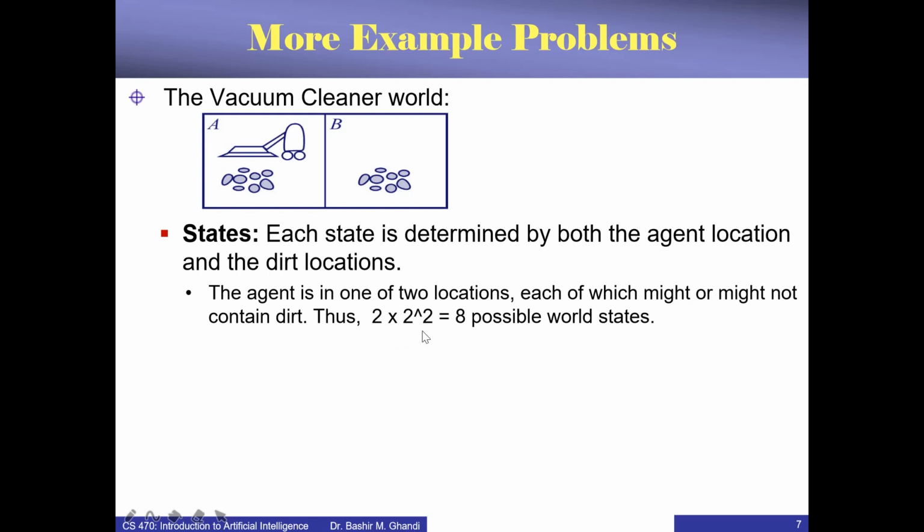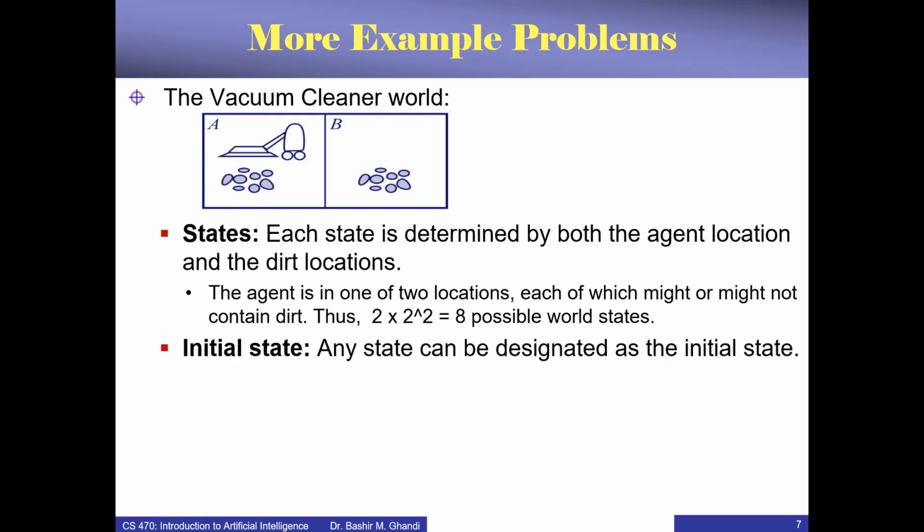And therefore you have a total of 2 times 2 squared, which is equal to 8 possible world states. We shall see them all in the next slide. So states are clear. Then the initial state. In this particular case, the initial state can be anywhere. So any state can be designated as the initial state.